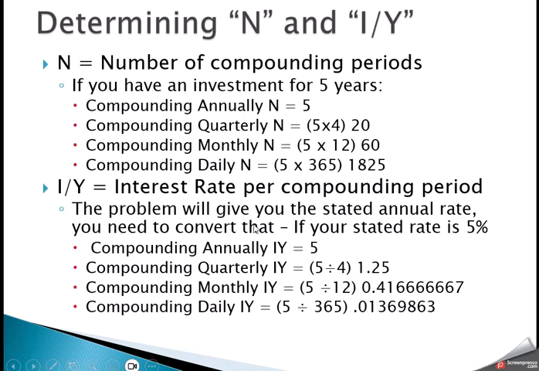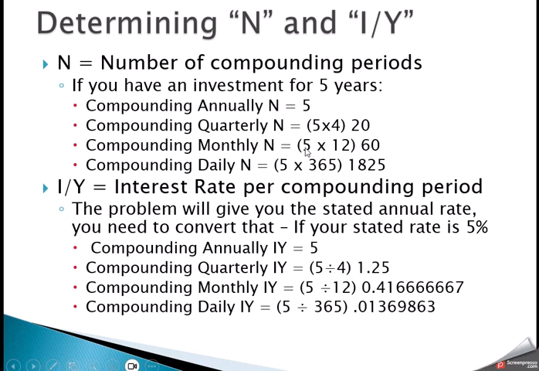So here's an example. And again, this is what you're going to do ahead of time. If I had a problem that said I'm investing at 5% for 5 years, if it compounds annually, my N is 5, my IY is 5. If it compounds quarterly, I'm going to multiply those by 4. So for my N, I've got 20 quarterly compounding periods. Now my IY, note that we divide by 4. So it's 5% a year. I'm going to break that into the 4 quarters. So that's 1.25 each quarter.